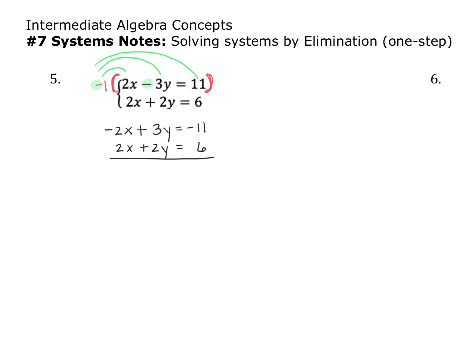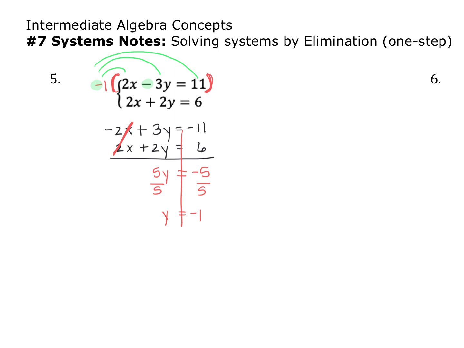Okay, so when I look at these, the ones that can be canceled out are the x's. So I'm going to get rid of those x's. So I have 3y plus 2y. That's going to give me a 5y. Draw my line down right here. I'm going to say equals negative 11 plus 6 is going to give me a negative 5. Okay, y is not by itself yet, so I'm going to divide by 5, and I get y equals a negative 1.